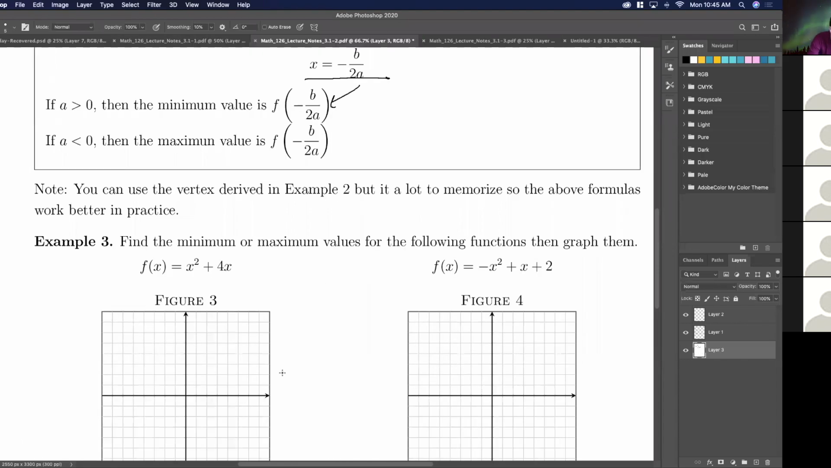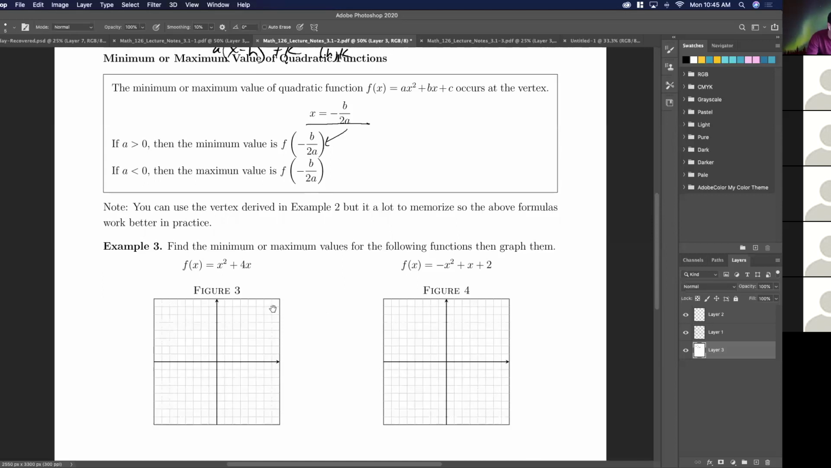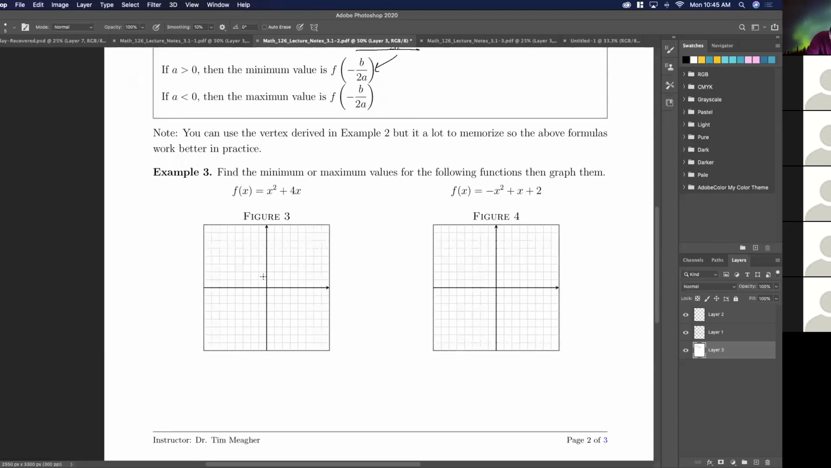So let me explain what I want you guys to get at real quick. Here, find the minimum and maximum values of a function and graph them. All right, so if we're going to do this, here our x, we can just use this formula. So x is going to equal minus b over 2a. Well, a in this case is 1, b is equal to 4. So the x coordinate is going to be minus 4 over 2 times 1, which is just negative 2.